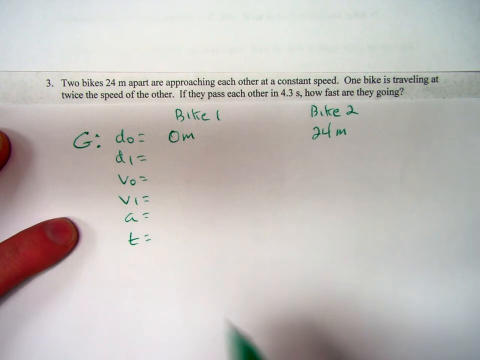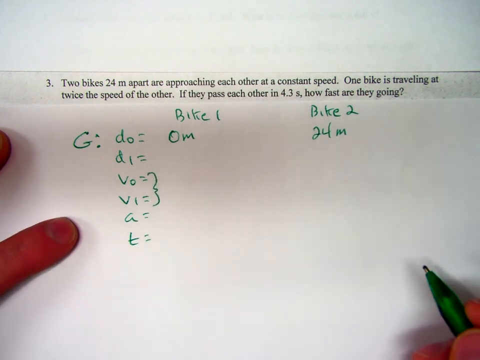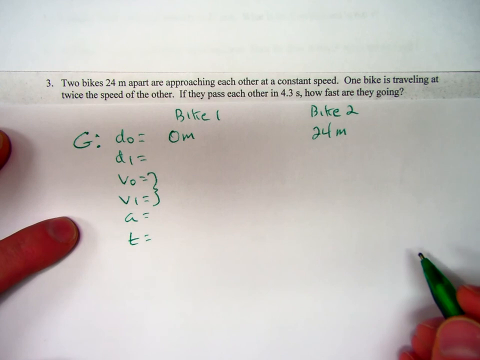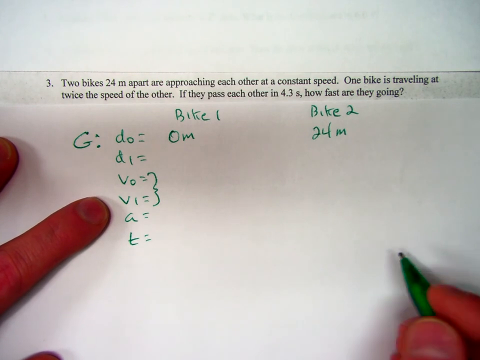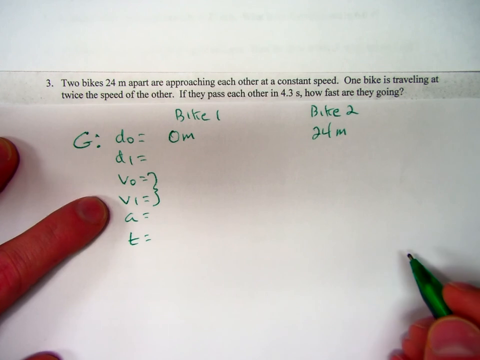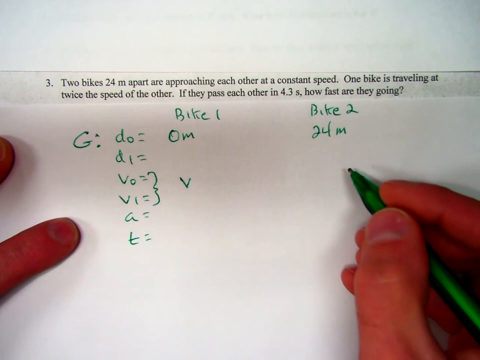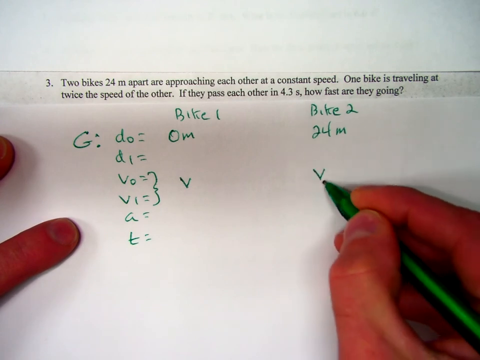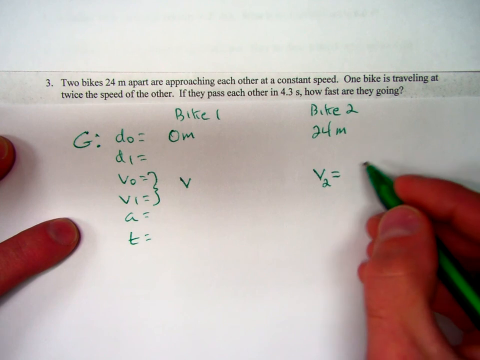V0 and V1 are the same because it says in the problem that bike 1 and bike 2 are both traveling at constant speeds. Bike 1 is traveling one speed and bike 2 is traveling another speed. One of the two is twice as big as the other. I'm going to say bike 1 speed is V and bike 2 speed is V2.